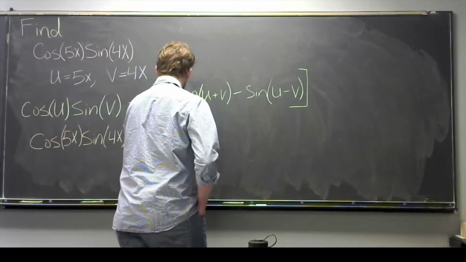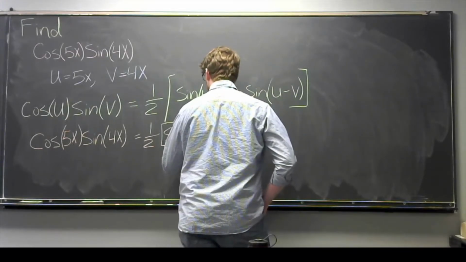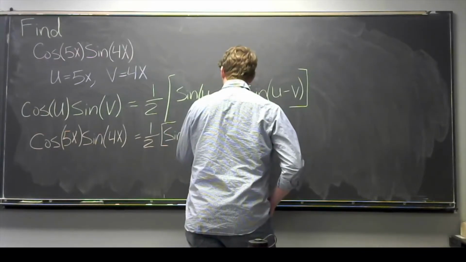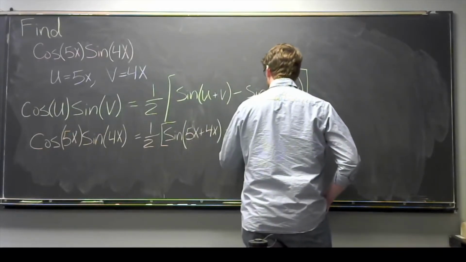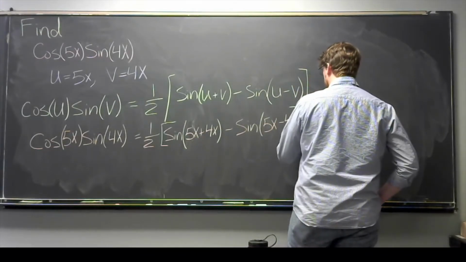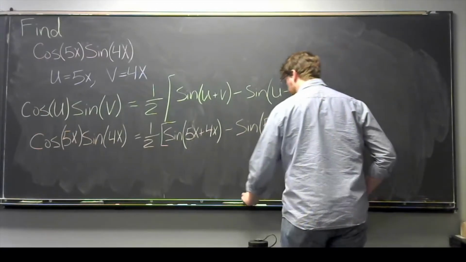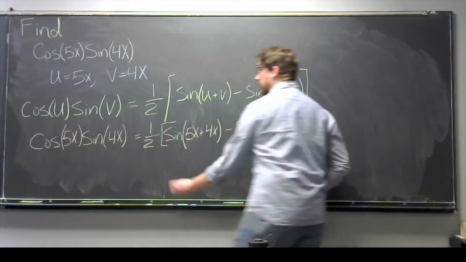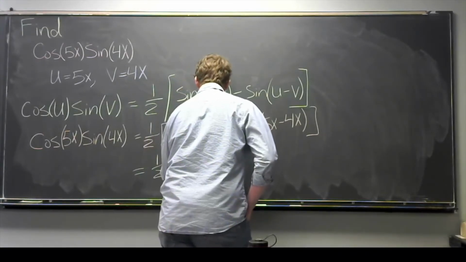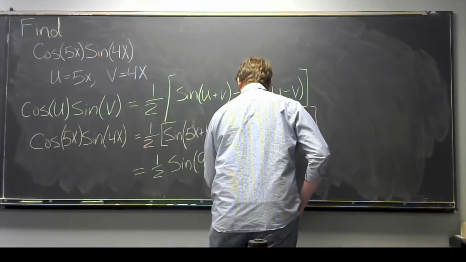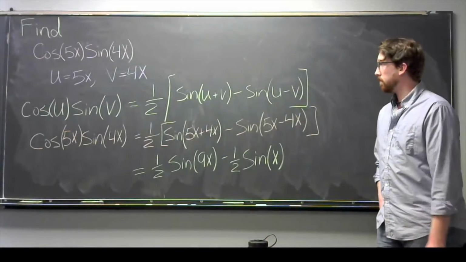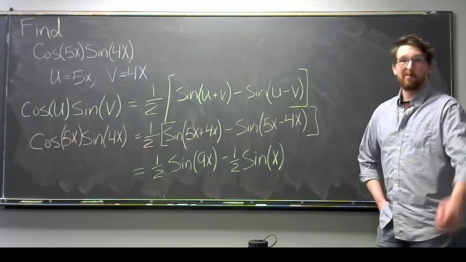the sine of 5x plus 4x, minus the sine of 5x minus 4x, which we can reduce to get 1/2 times the sine of 9x minus 1/2 the sine of x. And that's it. That's all there is.